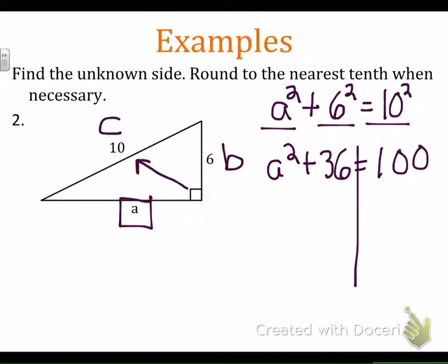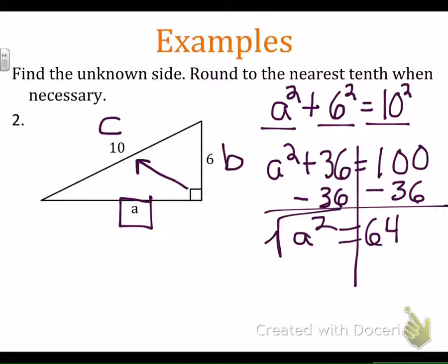Make sure you square root everything before you start adding and subtracting from each side. So 36 minus 36 each side. So a squared is equal to 64. Square root. So a is equal to 8.